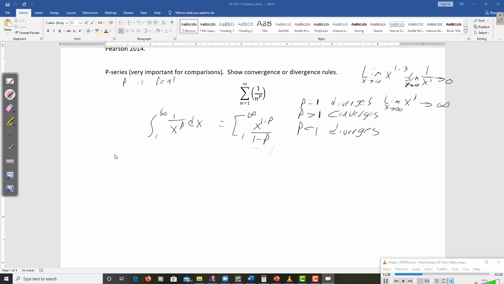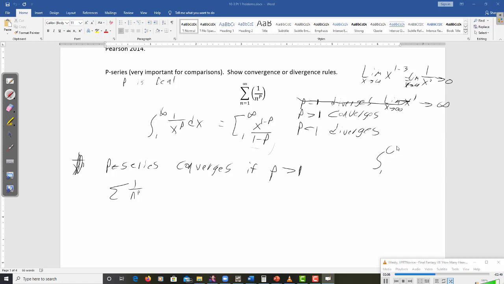So, p-series converge if p is greater than 1. And remember, this is 1 over x to the p, or 1 over n to the p. And I suppose we can actually integrate it for p equal to 1 because it diverges. So let's actually look at that case. I forgot, the power rule doesn't actually apply in that case.